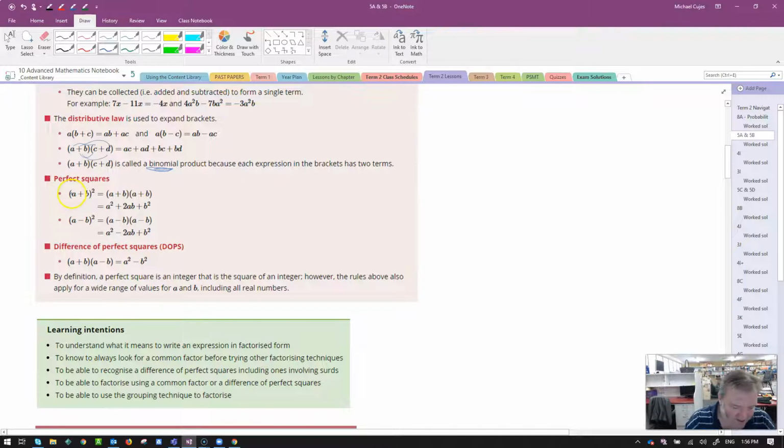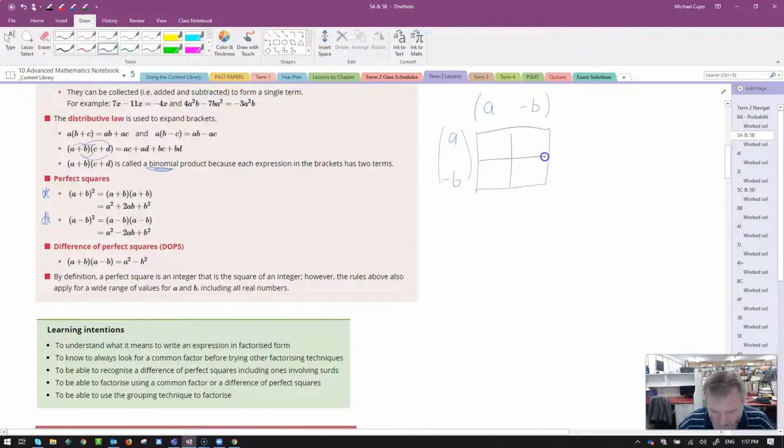Perfect squares, we need to know these, and we need to know these really well. Unfortunately, too many of us make mistakes with this. Let's just refresh ourselves. I'll do the second one. A minus b squared. Why does that end up looking like that? If we draw a minus b times a minus b.